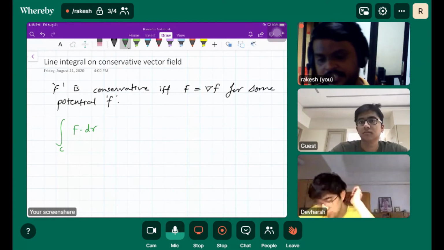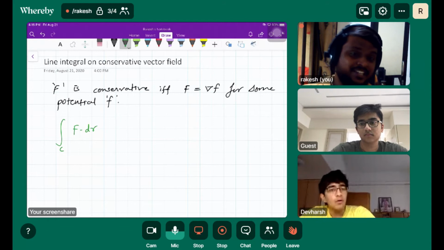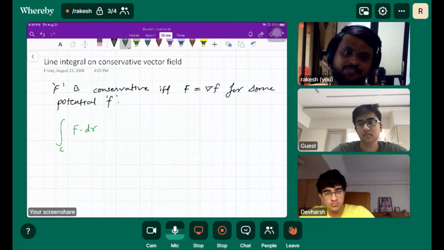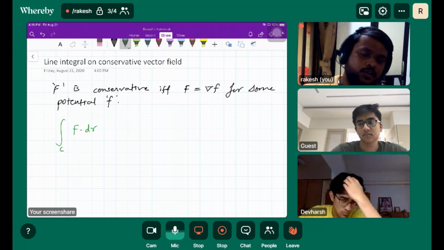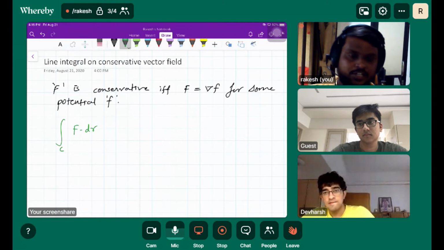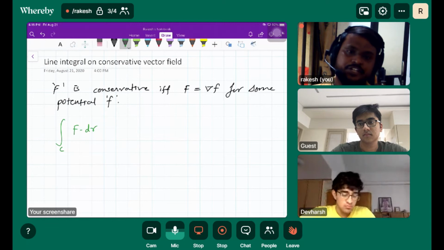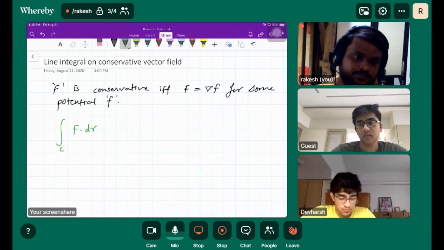But in the case of a conservative vector field, this integration becomes easier. Got the idea here? We don't have to do much integration. We need to convert both the curve as well as the given vector field in terms of parametric equations. Now that work can be reduced if we have a conservative vector field.